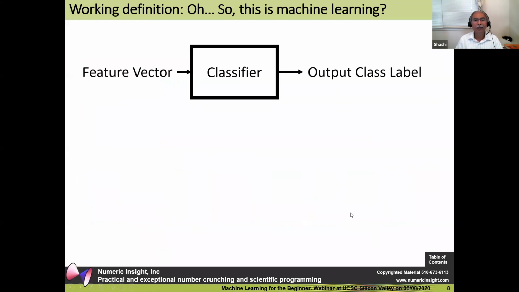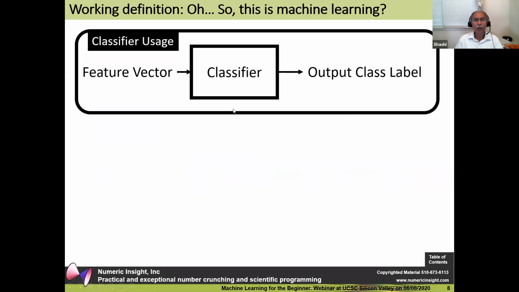Machine learning allows you to do this. It allows you to feed in a feature vector to this entity called a classifier and get a class label out. So a class label you just saw is something like yes, no, as in purchased, did not purchase. It could be so many other things. It could be male, female. It could be so many things.